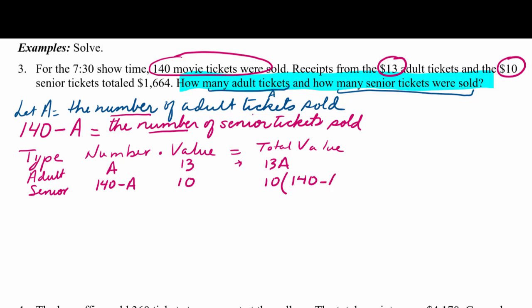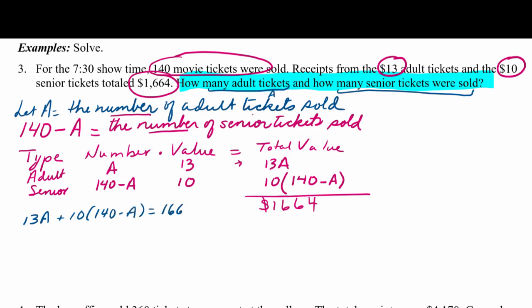So very similar to our last video, right? I hope you can see the similarities. And these two total values added together have to total this receipt amount, right? The cash register had $1,664 in it at the end of the night. So our equation is, I'll write it horizontally here, 13A plus 10 times 140 minus A equals 1664.